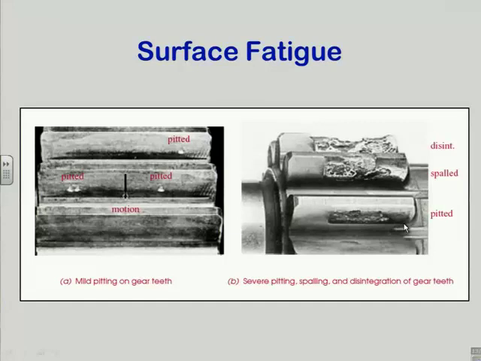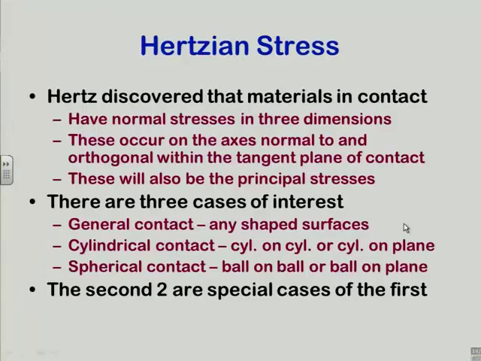The mechanism that's going on here is quite complex and quite interesting. And it was first figured out by a guy named Hertz, and you've run across his name before. So it's called Hertzian stress. And this is a couple of centuries ago. Hertz discovered that materials that are in contact have normal stresses only, normal applied stresses. There will, of course, always be induced shear. Think of the Mohr diagram. But they have normal applied stresses.